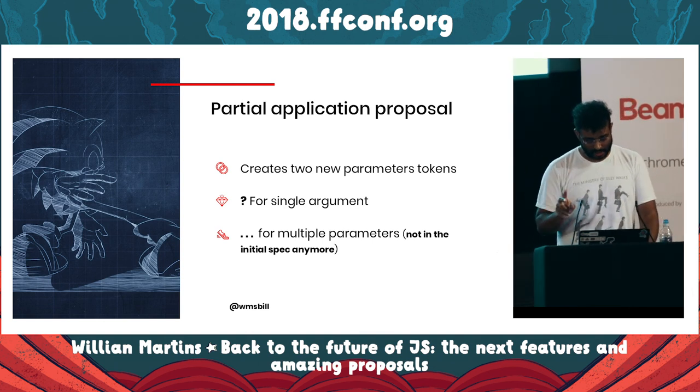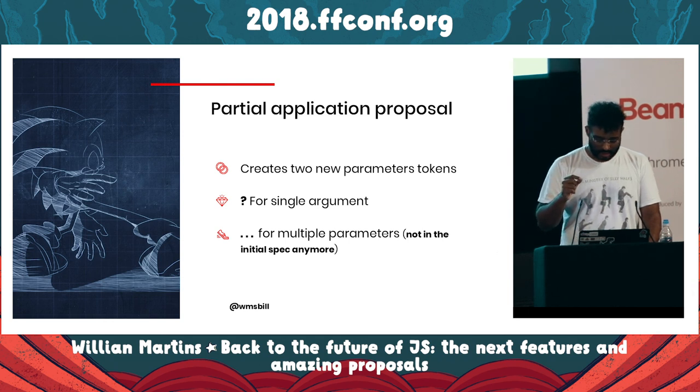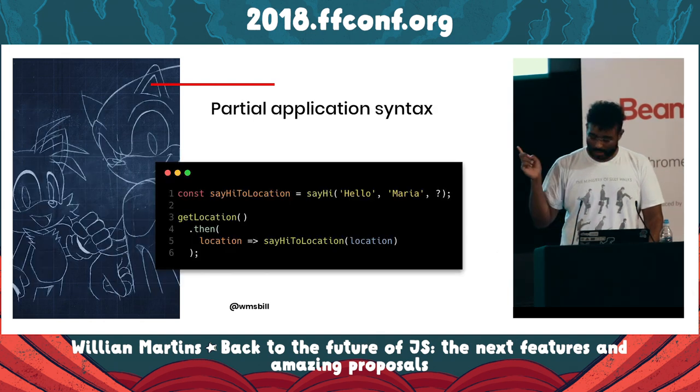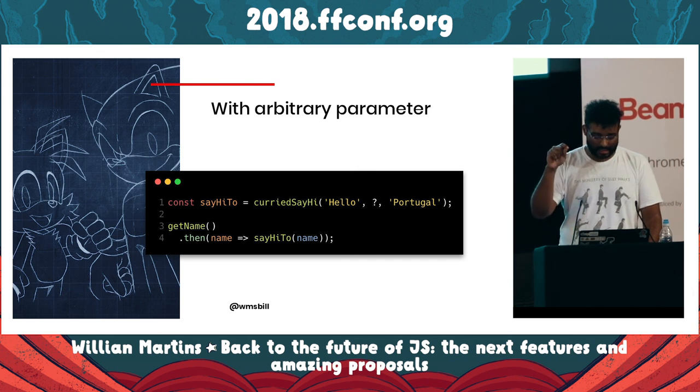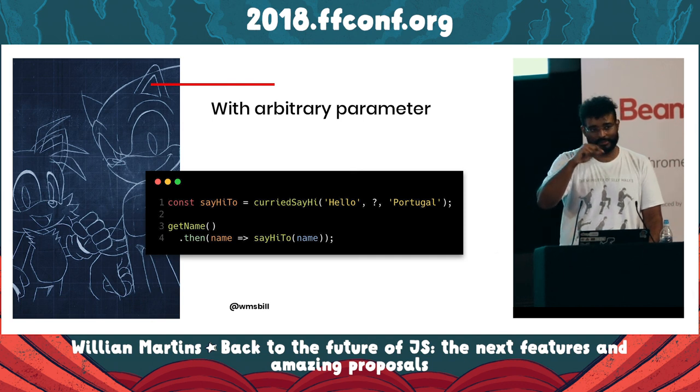The partial application proposal creates two new tokens to be placed inside a function call, which allows us to partially apply arguments to a specific function. So this is how it works. Whenever you create a partial application, you just bind the fixed parameters to that function, and then you have this question mark token to, let's say, postpone the call with that specific parameter. It's nice because it's easier to bind arbitrary parameters, and it's easier for the developer to figure out how many parameters the call is missing, and whether the next call calls the function or not.